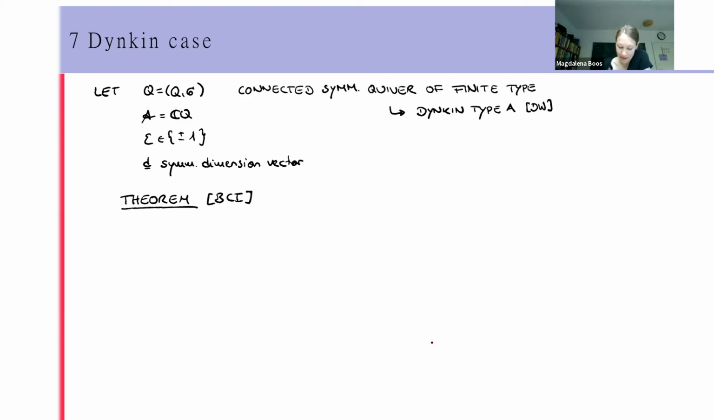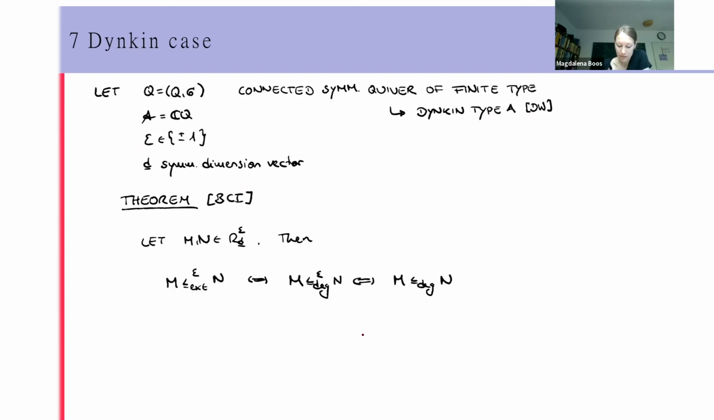And the theorem says, if we have two epsilon representations, then we have an Ext relation if and only if we have an epsilon degeneration, if and only if we have a degeneration, and that's the same as the Hom order. Okay, so it's exactly the same result as in the non-symmetric case. And in particular, this means that the degenerations are the same, so it's induced, in fact.